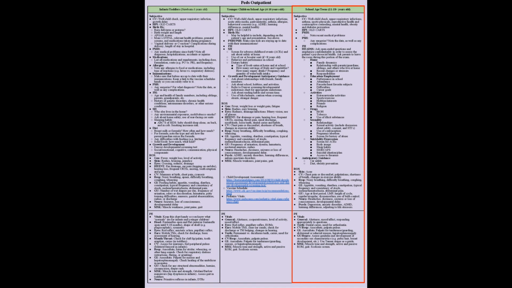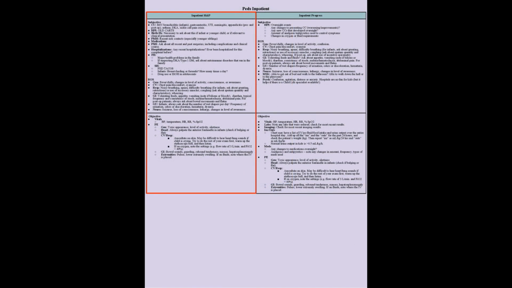Okay, so now we're going to move on to the inpatient portion, which is a little bit shorter. So you do want to keep these H&Ps a bit more targeted and relevant to whatever presenting problem they come in with. Right, so in infants, you're going to see a lot of RSV bronchiolitis in the hospital, especially in the wintertime. You also see a lot of gastroenteritis, UTIs, meningitis, appendicitis, both pre and post-op, asthma exacerbations, DKA, and I've also seen some sickle cell pain crises. So those are kind of the bread and butter, so to speak.